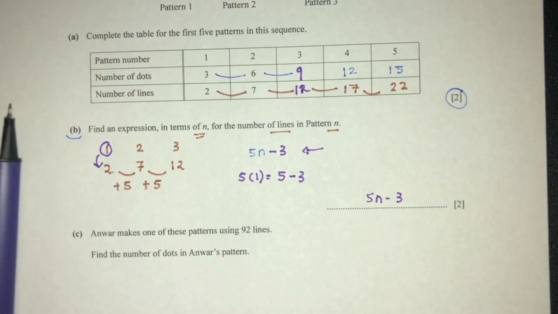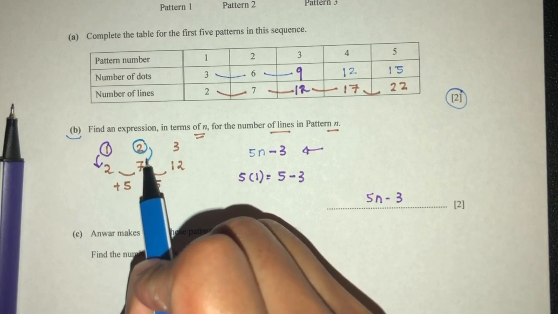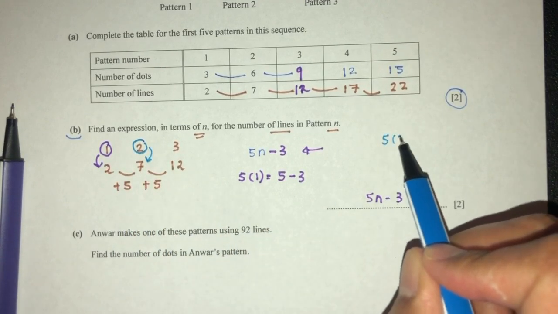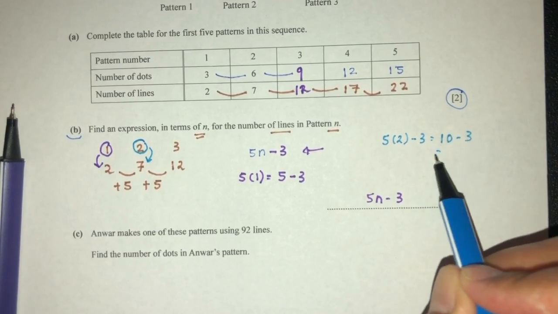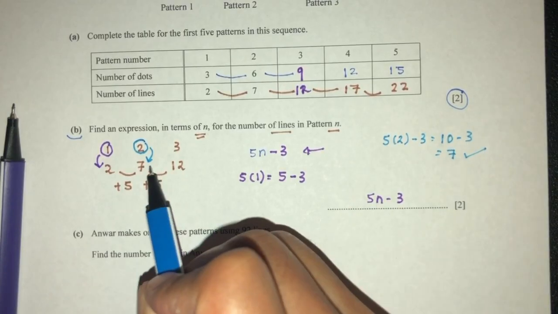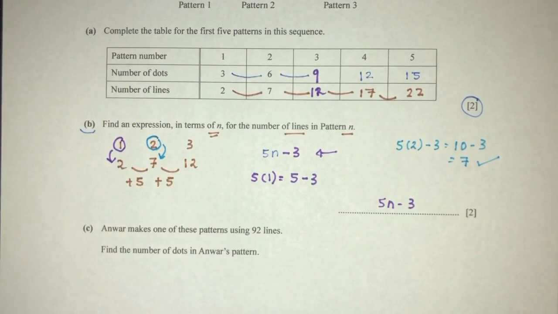Now we can check to verify the answer. For example, when n equals 2, it is supposed to be 7. So 5 times 2 minus 3 is 10 minus 3, that is 7. Check and check, that is good to go. So that is confirmed to be your nth term for the number of lines.